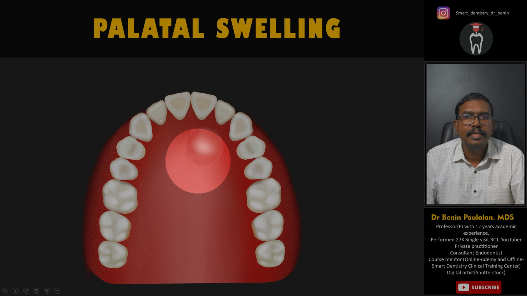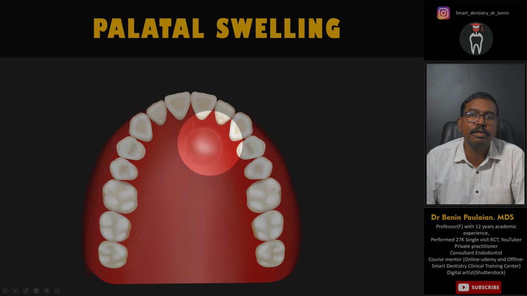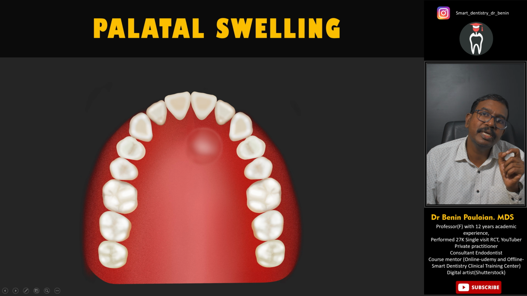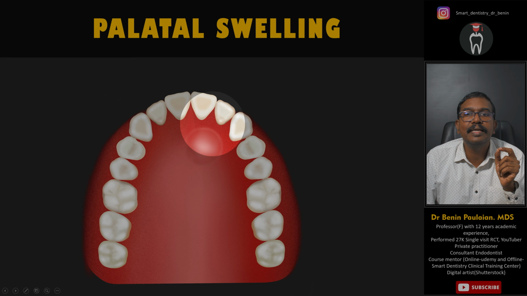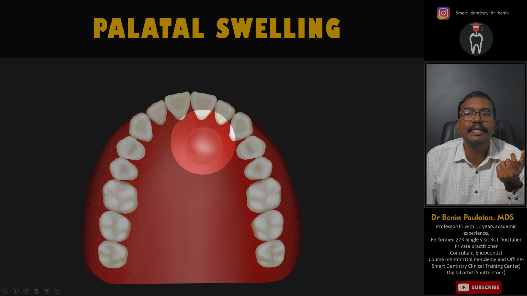You can see here there is a palatal swelling in the hard palate, in the palatal aspect of the central incisor, lateral incisor and maxillary canine. So which tooth could be the culprit? Whenever there is a palatal swelling in the maxillary region in this location, the most common tooth responsible for it is the maxillary lateral incisor. Whenever it is infected, the swelling may occur on the palatal surface.